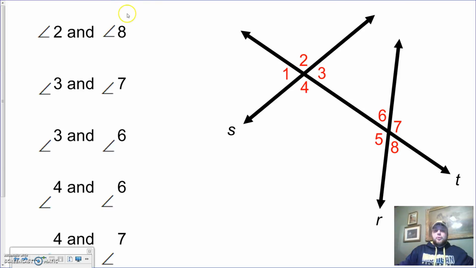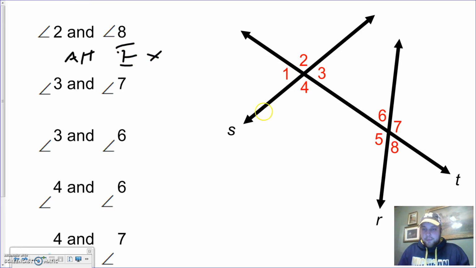All right, now we can keep doing this all day long. 2 and 8. They're alternating, and they're exterior. So I'm going to write alt. I don't know what is going on. Oh, man, this is getting ugly. All right, alternate exterior.